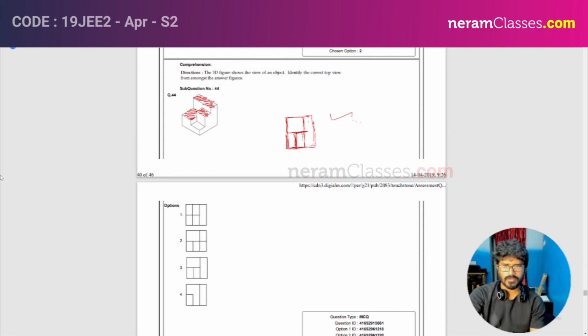So we'll try to compare the options here. 1 is wrong and 2 is also wrong because we have a line here, and 3 is perfectly matching, 4 is wrong. Option 3 is the right answer.